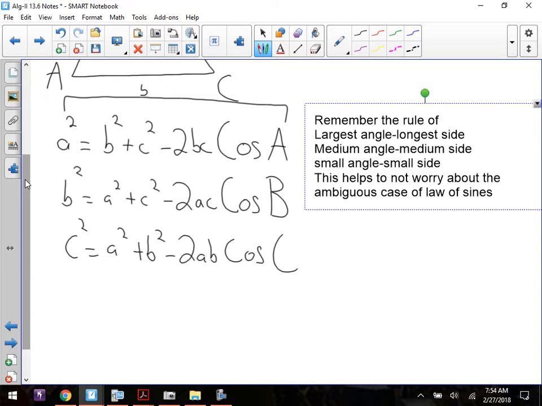So yes, it is possible you could have the ambiguous case of the law of sines within a law of cosines problem, but only a smidge, not a lot. I think this year we might not focus so much on the ambiguous case with the cosine.